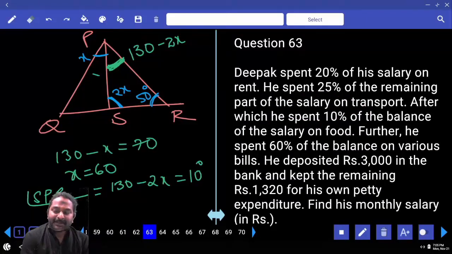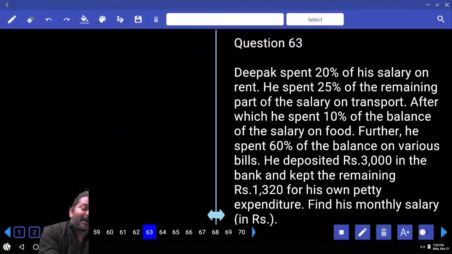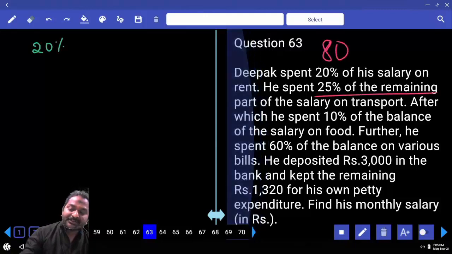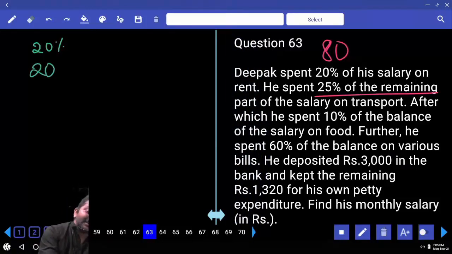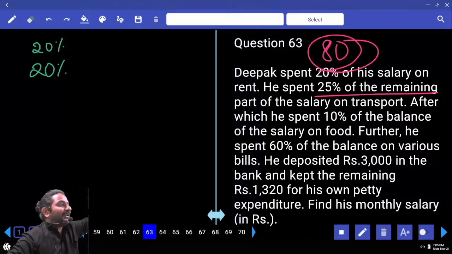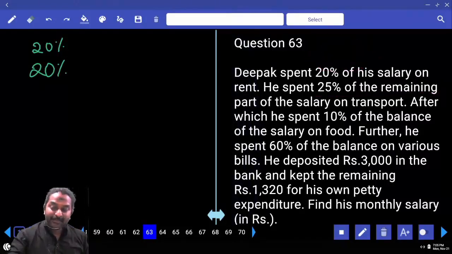Deepak spent 20% of his salary on rent. He spent 25% of the remaining part. Already 20% is over. How much is remaining? 80. Out of this, 25% is 1/4, right? 1/4 of 80 is 20. 20 is over. What is remaining? 60.